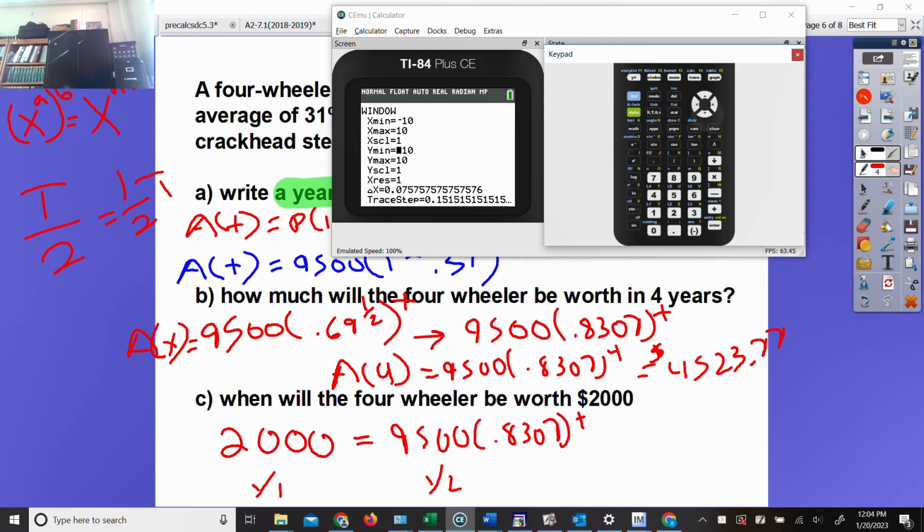Hit window. What's a good number for Y max? 2,500, that's good, because it's more than 2,000. Anything more than 2,000 would have worked. 25,000 is probably too big. Now, you don't hit zoom 6 again, what do you hit, Aniston? Graph. You played with the window. Graph.